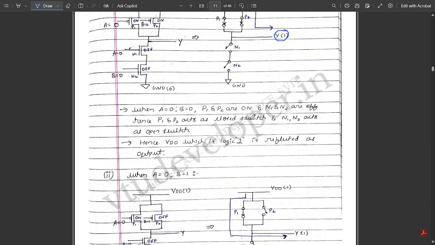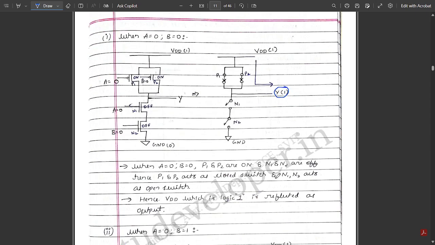Hence, P1 and P2 act as closed switches, as I already told you, and N1 and N2 act as open switches. These explanations are required if you want to get full marks. For all the 4 combinational inputs, you should write the circuit diagram, the transistor state, whether it is in on or off state, along with the corresponding switch diagram of PMOS and NMOS transistors. For each case, it is required.